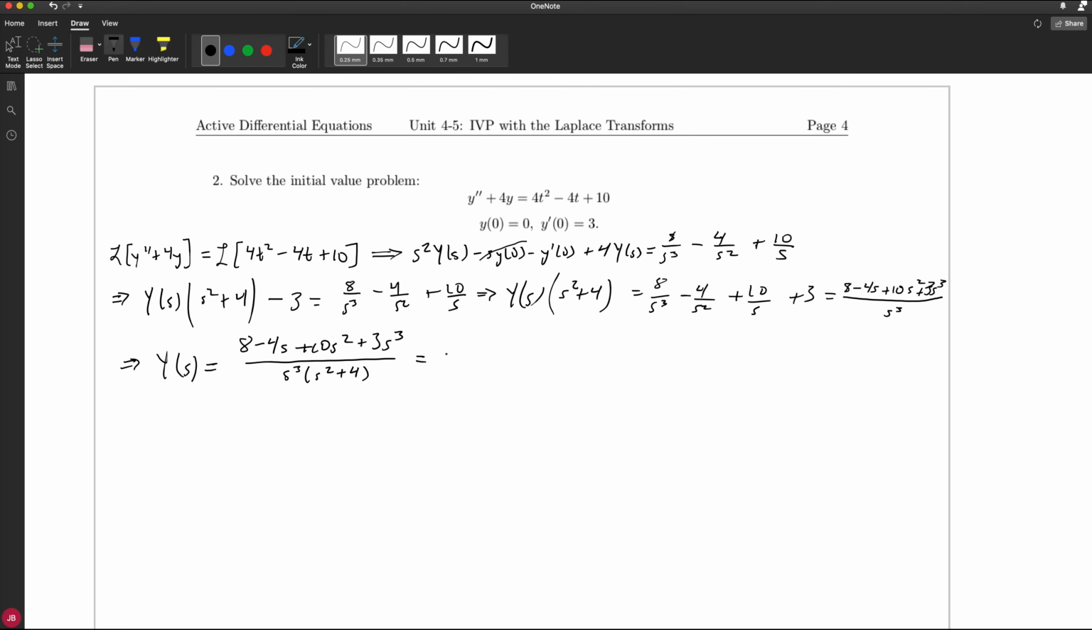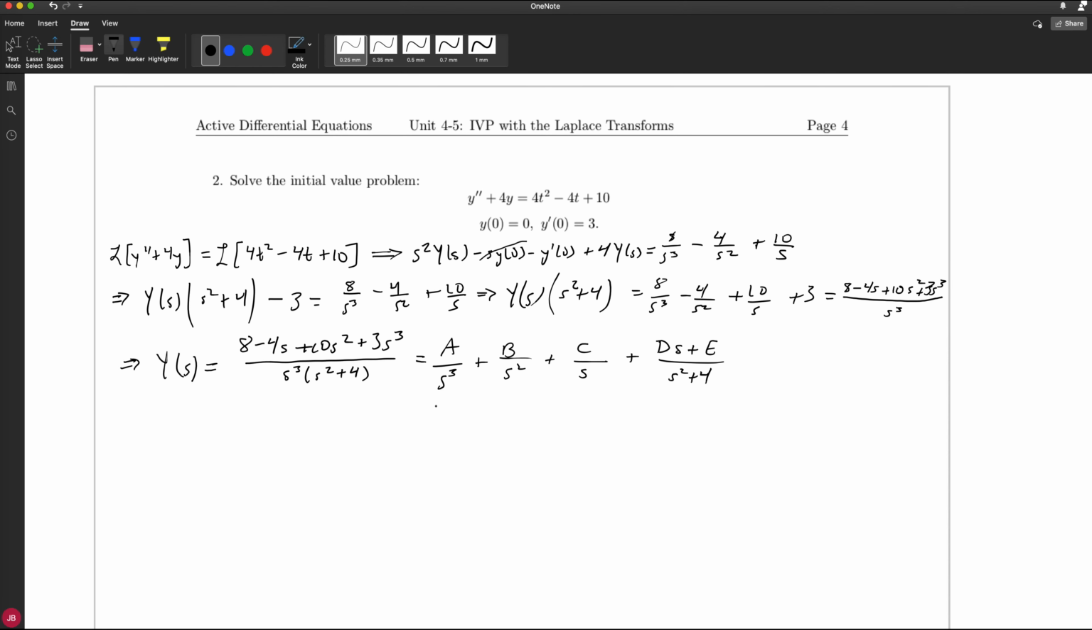And now what do we need to do? Well, we need to decompose according to partial fractions, right? So that means we're going to get an A over s cubed. Notice this right here is a repeated linear factor. It's repeated 3 times. So I start with an A over s cubed, and then a B over s squared, and then a C over s. Now I'm down to the first power, so I'm done with that. And then I go plus Ds plus E over s squared plus 4.